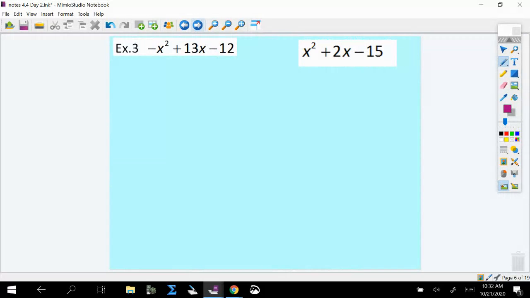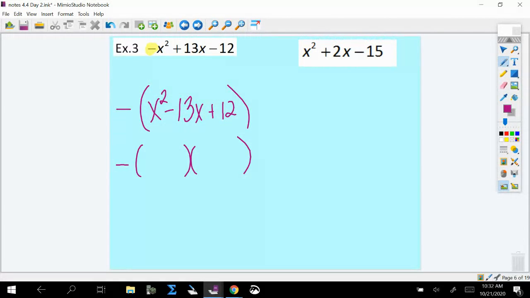I do want to mention this next example, example 3, because there's an extra step in the beginning. If you have a negative term for your first term, so if you have that negative right here, you have to factor out a negative sign or a negative 1. When you factor out a negative, you're left with x squared minus 13x plus 12. What factoring out a negative does is it will change all of the signs. Now we can do the FOIL factor. So I need two numbers that multiply to get 12 and add to get negative 13. That is going to be a negative 12 and a negative 1. They multiply to get 12 and they add to get negative 13.